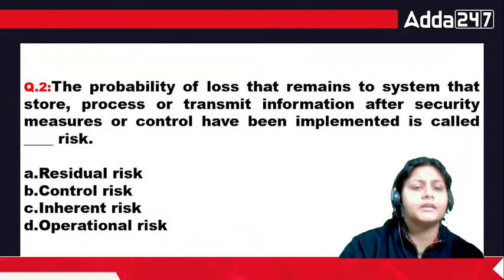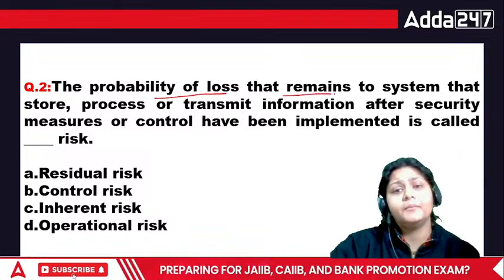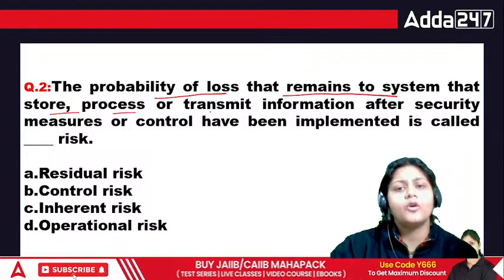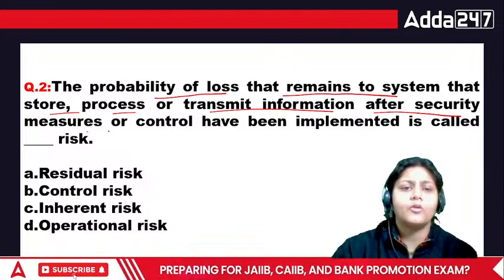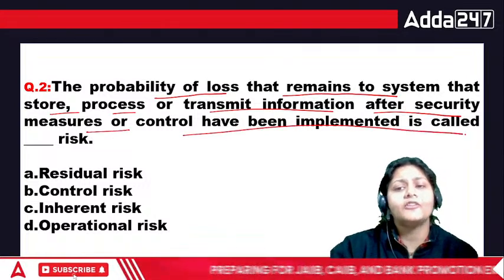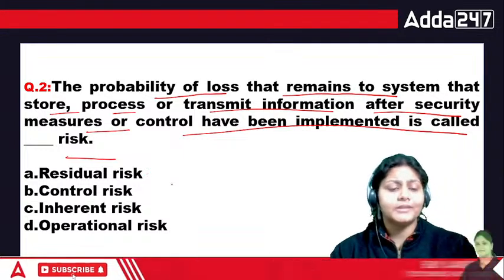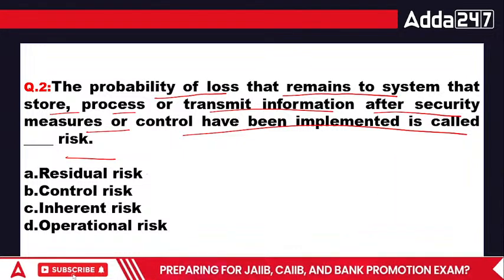Now we have the second question: the probability of loss that remains to the system that stores, processes or transmits the information after security measures or controls have been implemented is called. First option is residual risk, control, inherent or operational. Tell me which one is the right answer.